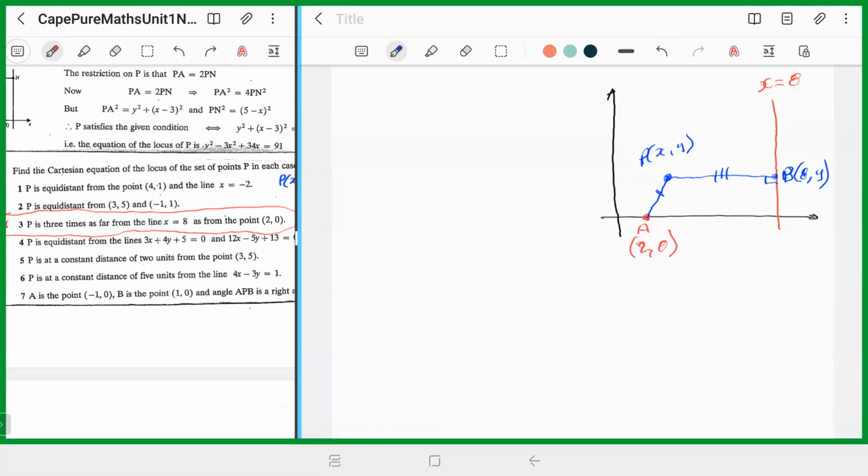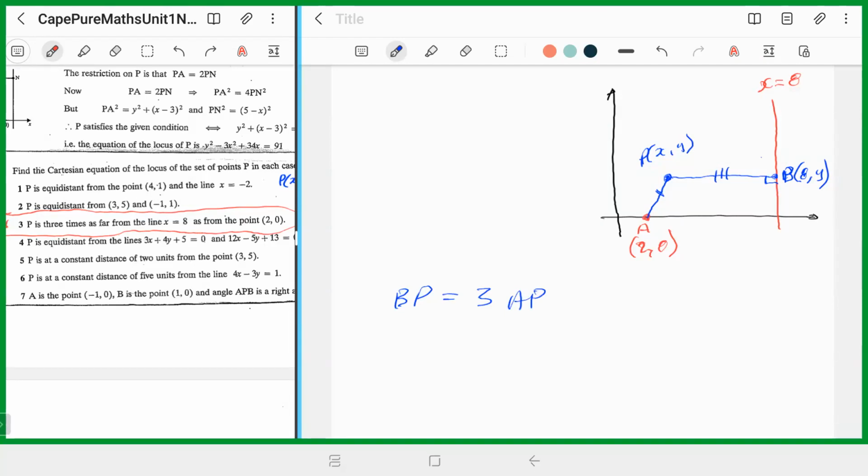All I need to say now is that this length is 3 times this length. So 3 times the length are equal to the length there, because this is longer. This is what they've said. So it simply means that BP is 3 times AP. So I'm going to set it up. BP is 3 times AP. That's what the question said.